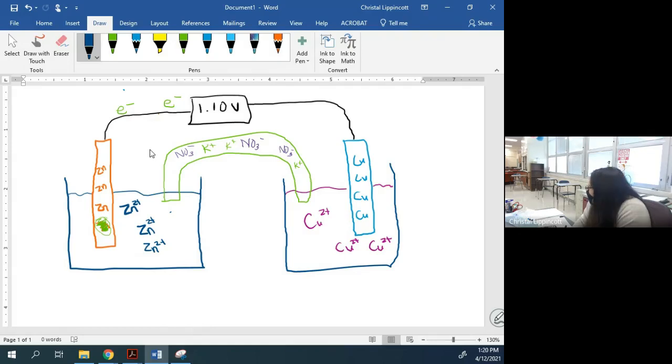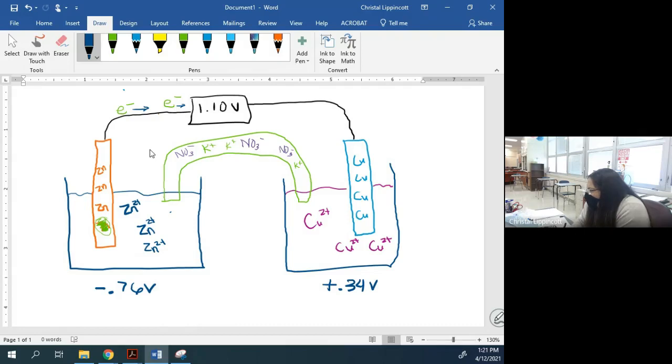Does that make sense? Those electrons are going to move this direction, and we know that because it moves from the anode to the cathode. We know that this is the anode because it was a negative 0.76. We know that this is the cathode because it was a positive 0.34. Thank you. Volts. So this is the more positive of the 2. So we know our electrons are going this direction. So those electrons are going to come across here.